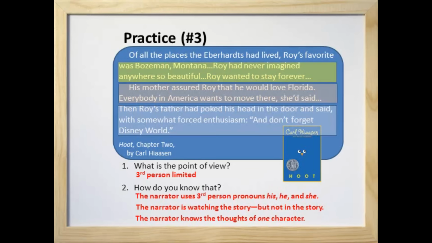This narrator does not know the internal thoughts and feelings of the dad or the mom, but the narrator does know the internal thoughts and feelings of Roy. That's how we know that this narrator is using third-person limited point of view, because this narrator knows the thoughts and feelings of one person.